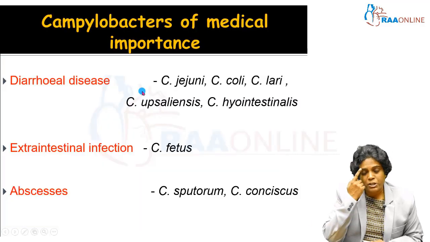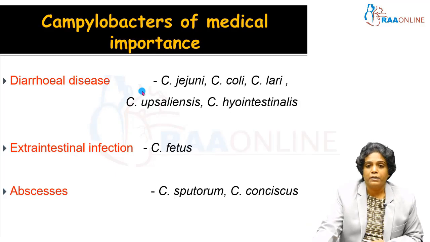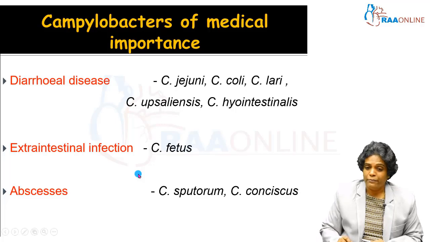So what are the species of Campylobacter that have medical importance? You have Campylobacter jejuni, coli, lari, upsaliensis and hyointestinalis. These are the species which can cause diarrheal disease, and extraintestinal infection is mainly caused by Campylobacter fetus. So it can cause bacteremia and other manifestations. And abscesses can also be caused by some species of Campylobacter like sputorum and concisus.